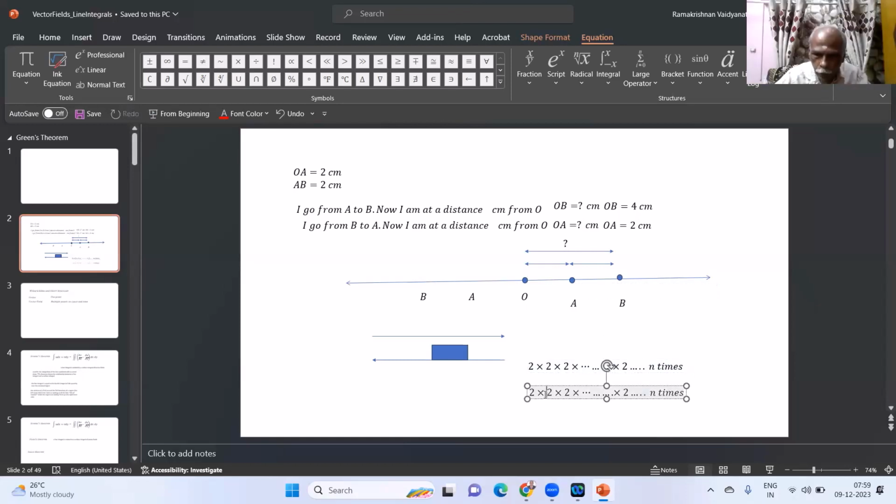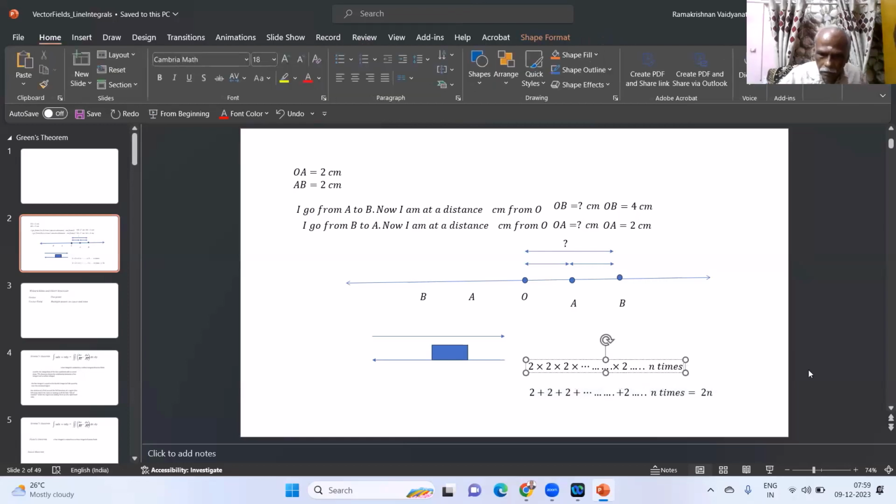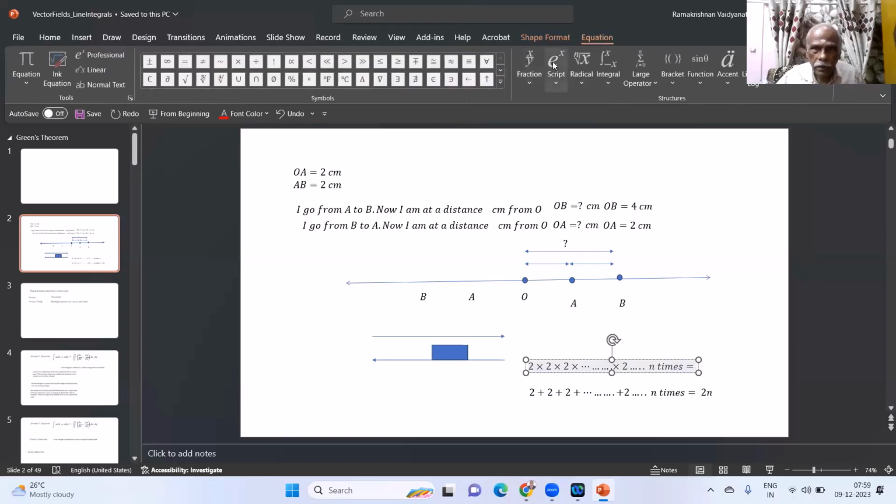What is 2 plus 2? 4. Plus 2? 6. And then plus 2, n times? 2 times n is equal to 2n. Similarly here, I'll put equal to. Don't ask me why I am teaching you all these things, but I'm teaching you basics because this may be required anytime. At that time you should recollect. So this is 2 power n.